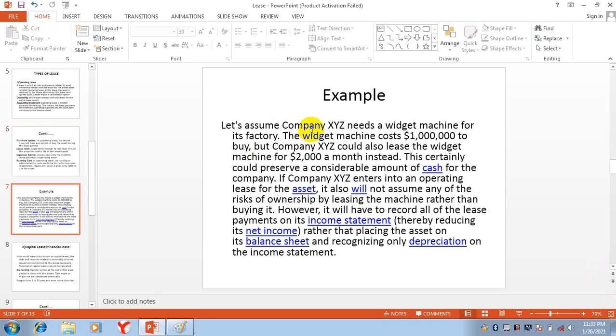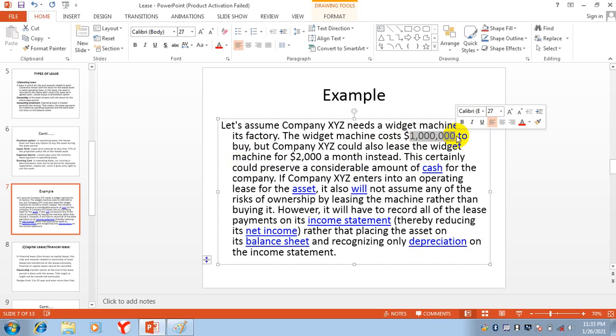Here's an example. Let's assume company XYZ needs a widget machine for its factory. The machine costs $1 million to buy. But company XYZ could also lease the machine for $2,000 a month instead. If they purchase the machine for $1 million, it is a huge amount of cash flow. So they use another option, $2,000 monthly, and lease it. This certainly could preserve a considerable amount of cash for the company, so a lot of cash will be saved and the company can invest this money somewhere else.